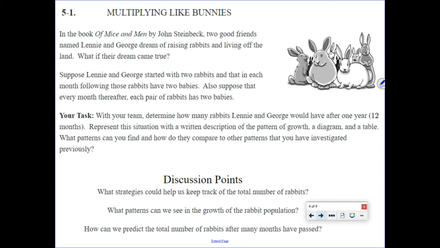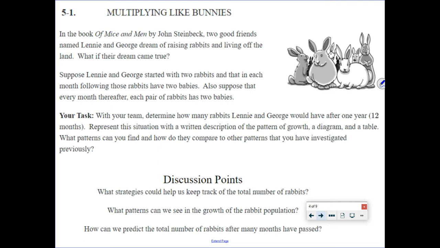Also suppose that every month thereafter, each pair of rabbits has 2 babies. Now here's what I want you to focus on, okay? Yes, rabbits are known for being able to reproduce rather quickly. That's kind of what they're famous for. That's the running joke. And so look at those details.